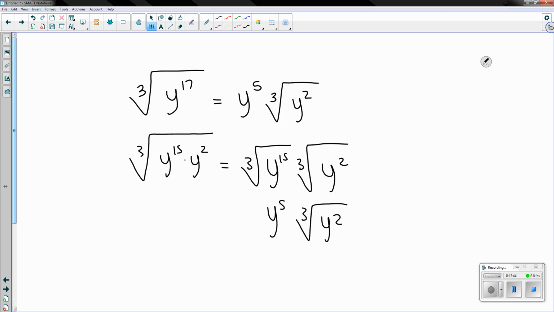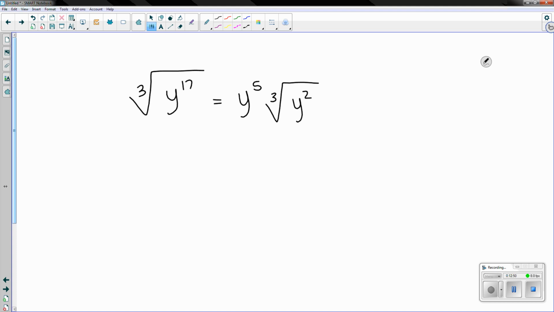So a bunch of different strategies you can use. The one I prefer is, how many times does the index go into the exponent? That's how many I take out. What's the remainder? That's how many go back underneath.